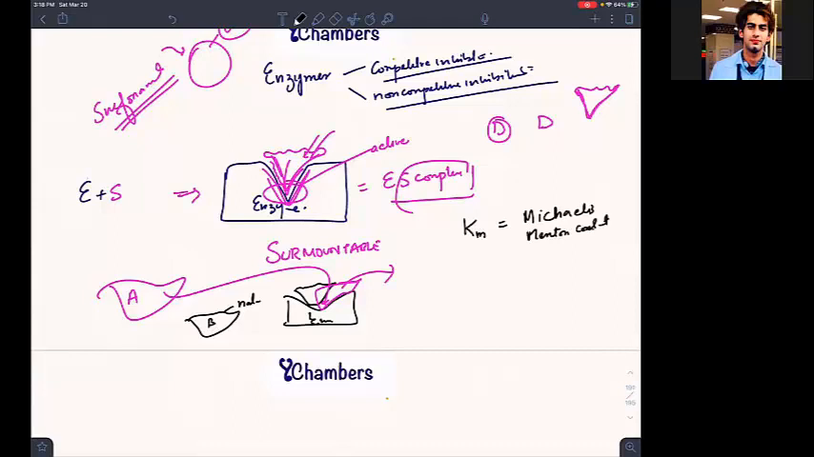Michaelis Menten constant is telling us how much amount of substrate I need to produce the maximum velocity, but not the maximum velocity, half of the maximal velocity. Again, what is Km telling me? This constant is telling me the amount of substrate which I need to produce half of the maximal velocity.